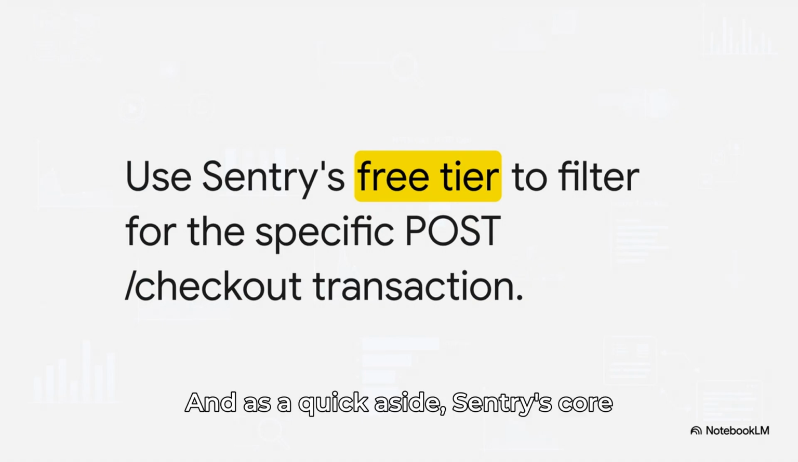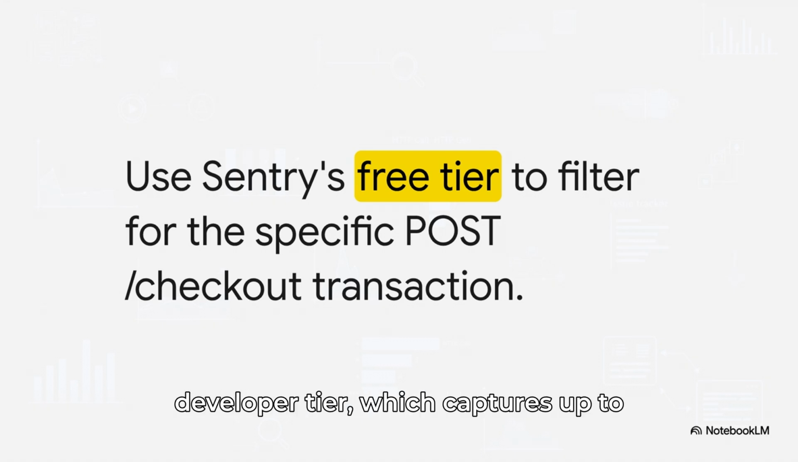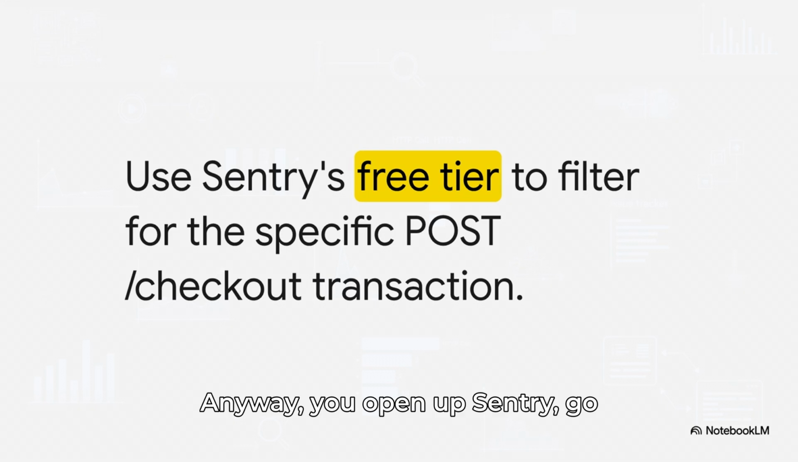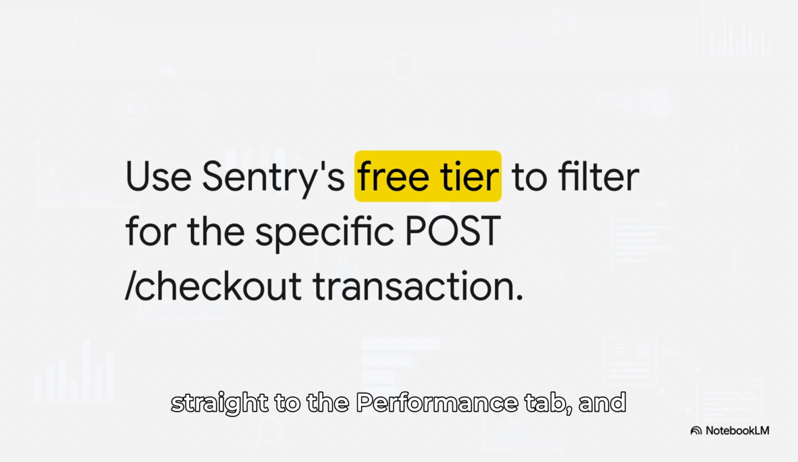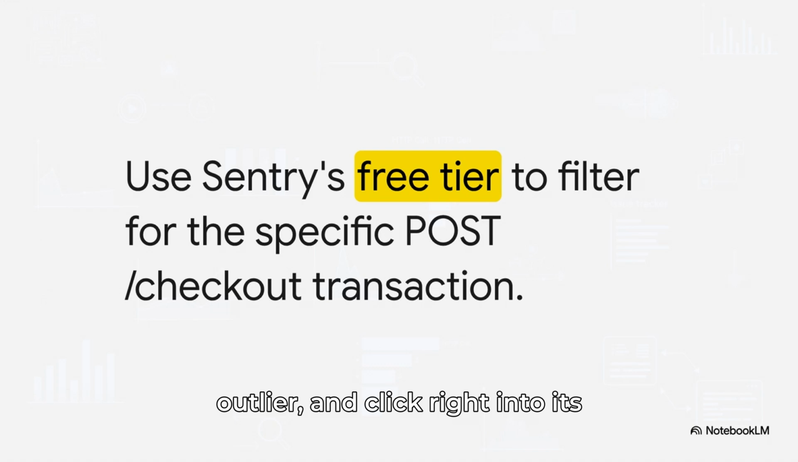And as a quick aside, Sentry's core performance monitoring is remarkably accessible. You can actually do this kind of debugging using Sentry's free developer tier, which captures up to 10,000 performance transactions a month. Anyway, you open up Sentry, go straight to the Performance tab, and filter for the specific transaction causing all this pain, post/checkout. You sort by the slowest P95 durations, find an egregious outlier, and click right into its trace view to see the span waterfall.